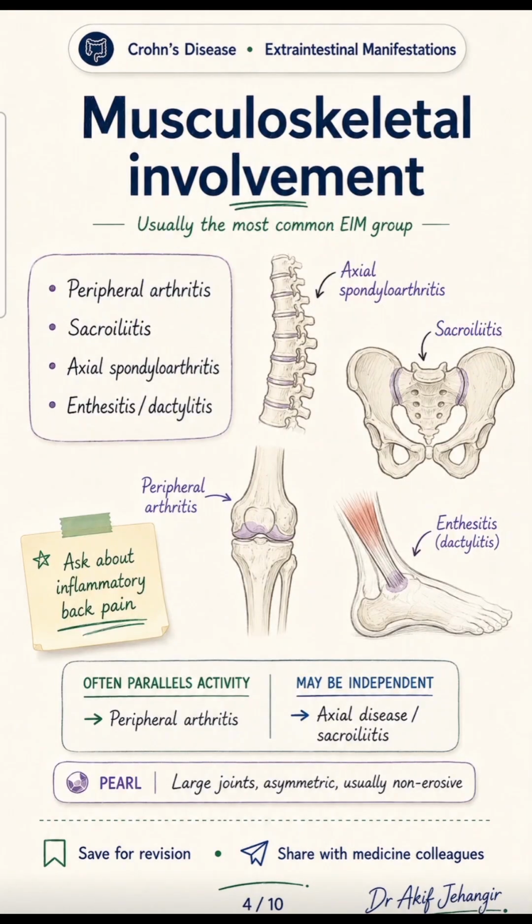Musculoskeletal involvement is one of the most common extraintestinal groups. Peripheral arthritis often affects large joints, is usually asymmetric, and is usually non-erosive. Axial disease, including sacroiliitis and spondyloarthritis, may behave independently of bowel activity. Always ask about inflammatory back pain.